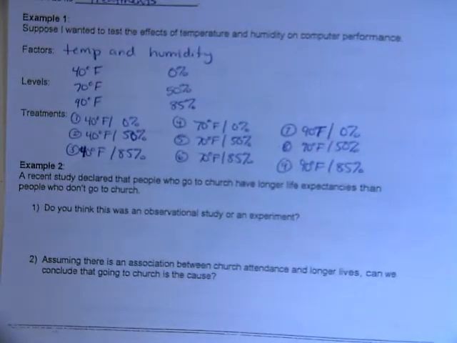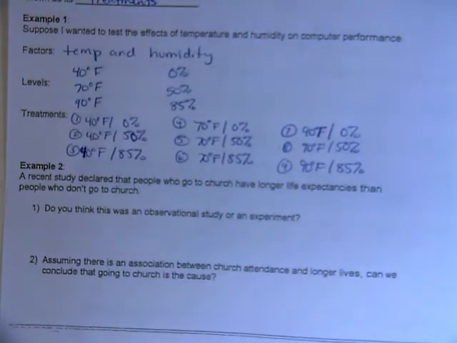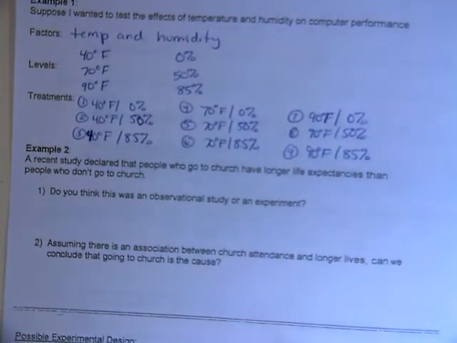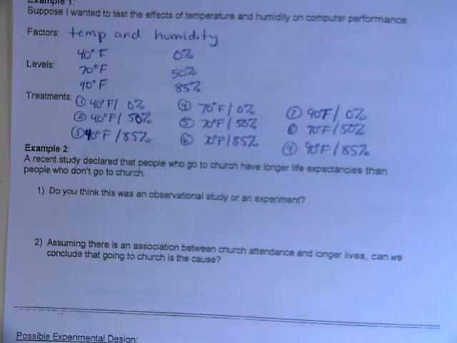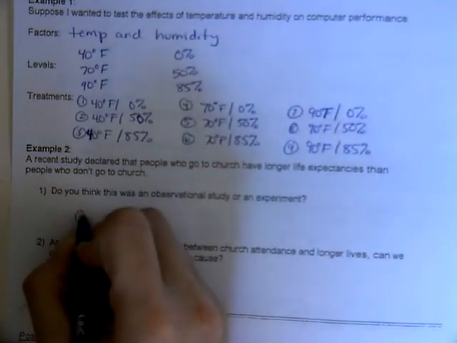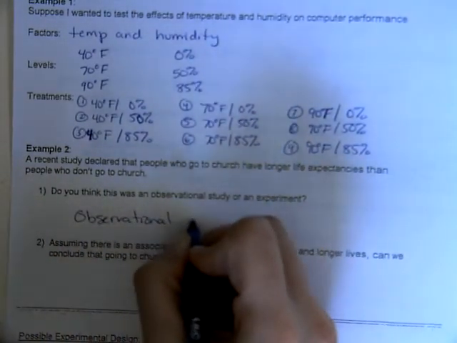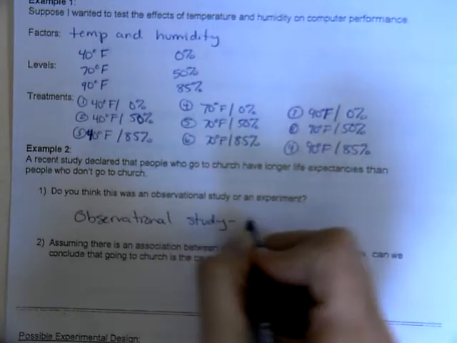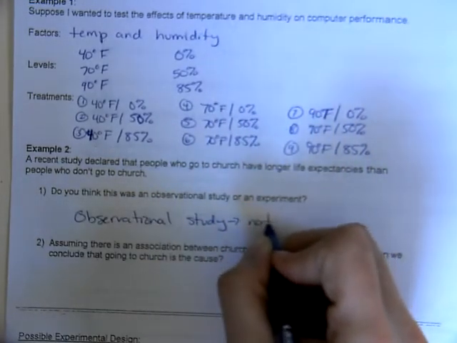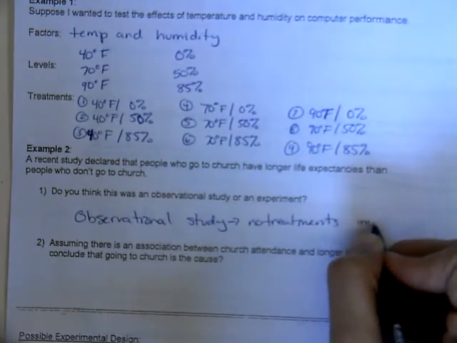So a recent study declared that people who go to church have longer life expectancies than people who don't go to church. Do you think this was an observational study or an experiment? Did we impose any treatments? Probably not. So I would think it would be an observational study, because there are no treatments imposed.